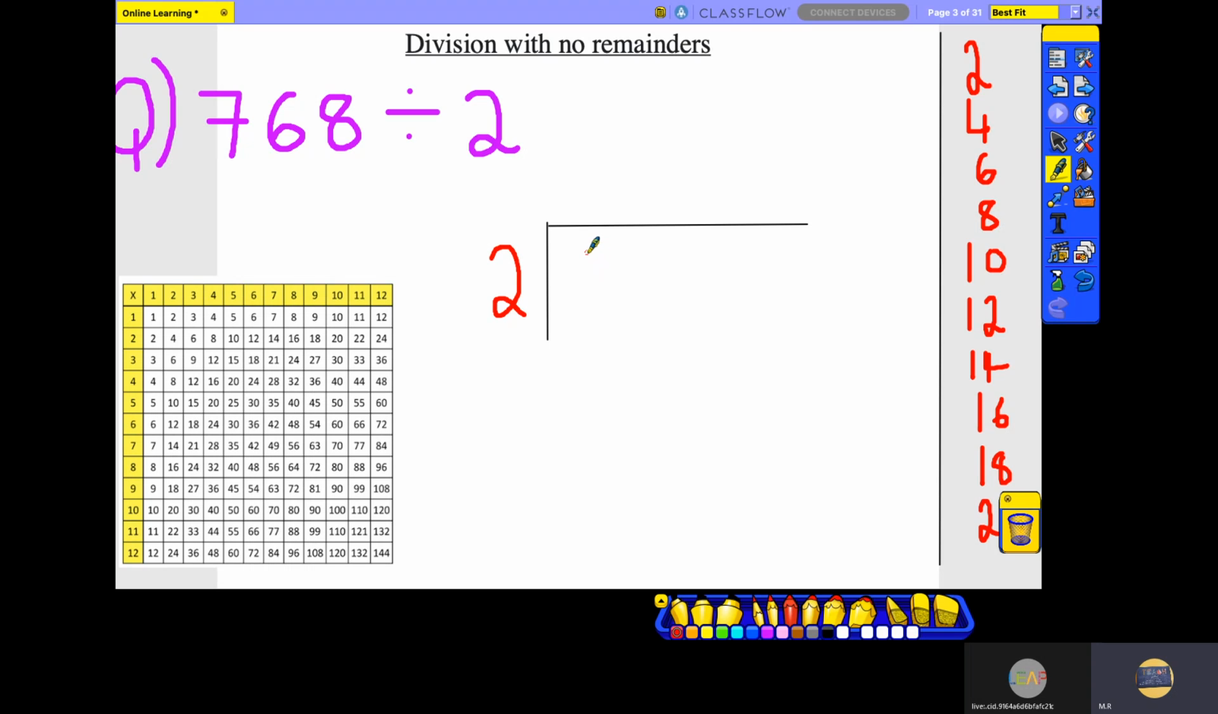And then we put the number 768 on the inside.